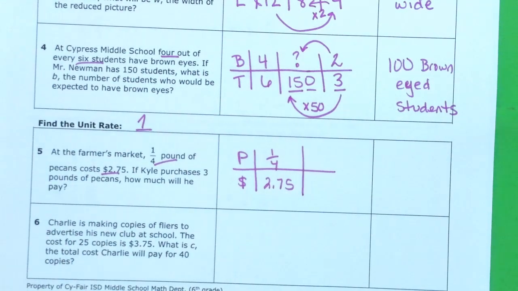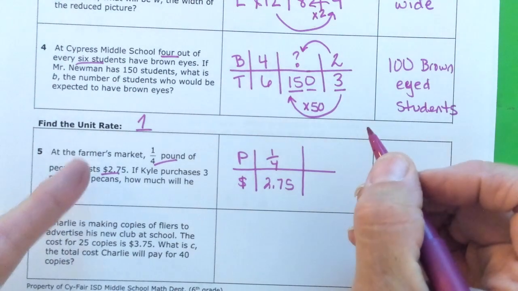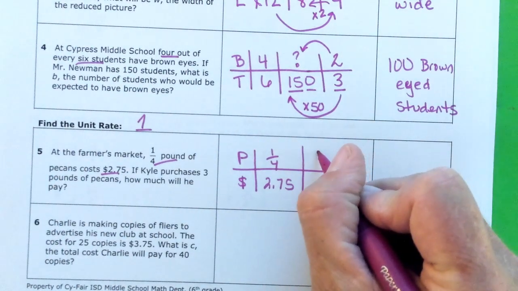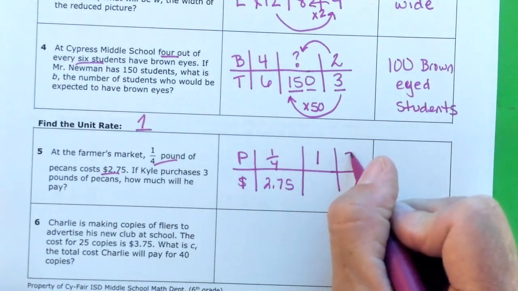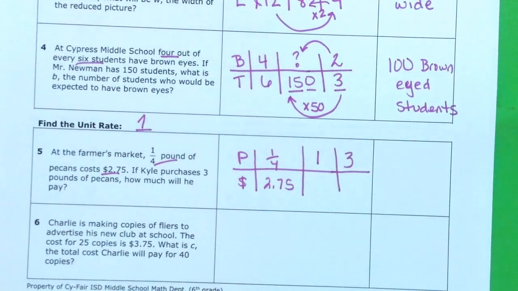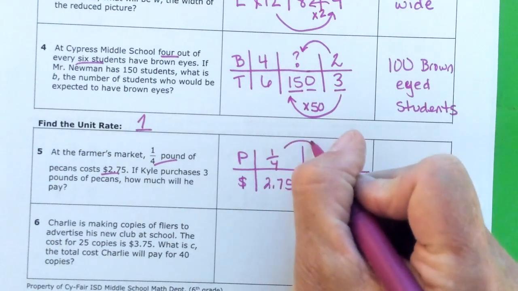Okay, so what's happening here? I know 1/4 of a pound is $2.75 and he wants to go to 3 pounds. But they suggested I use their unit rate, which is a good idea. If I can find the price for 1 pound, can't I jump to 3? Yeah. So I've got to get from 1/4 to 1.